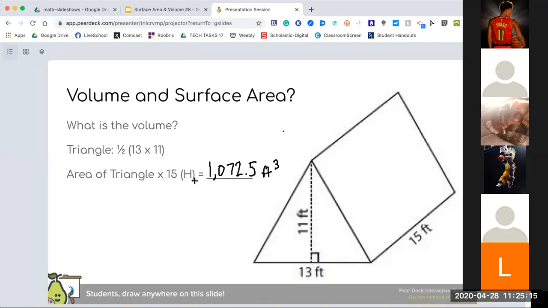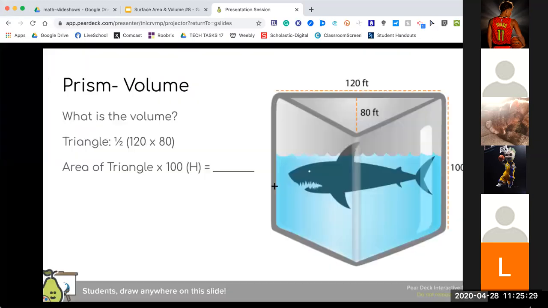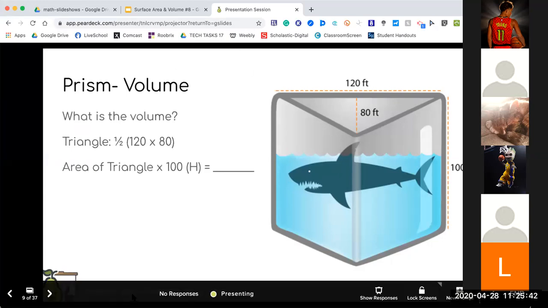All right, so I've got some of you saying 165 square feet would be the volume. Would it be square feet or would it be cubic feet for volume? Cubic. So we've got a couple people that are also saying it's 1,072.5 cubic feet. So it would be 15 times half of 13 times 11, right? Which would be, this number would be the reasonable number, all right? So yeah, okay, next.